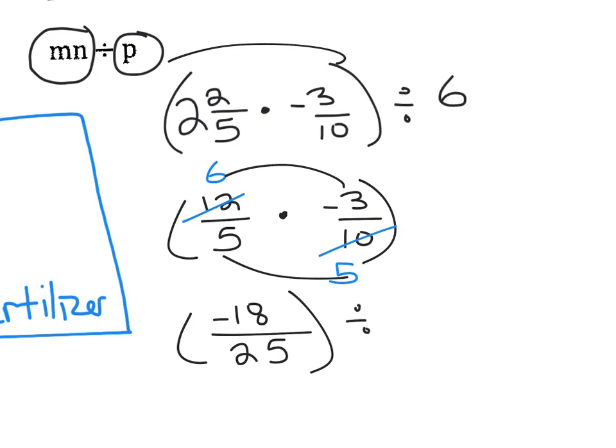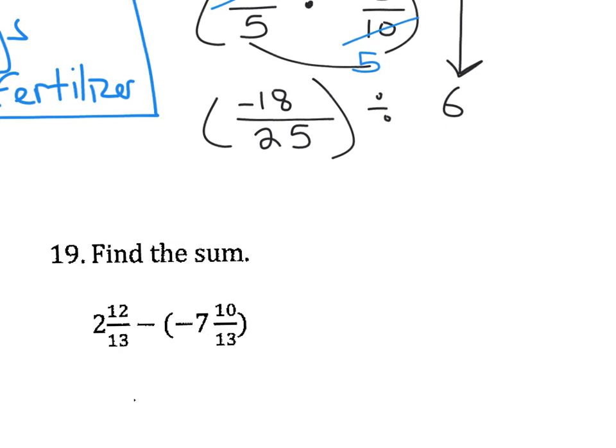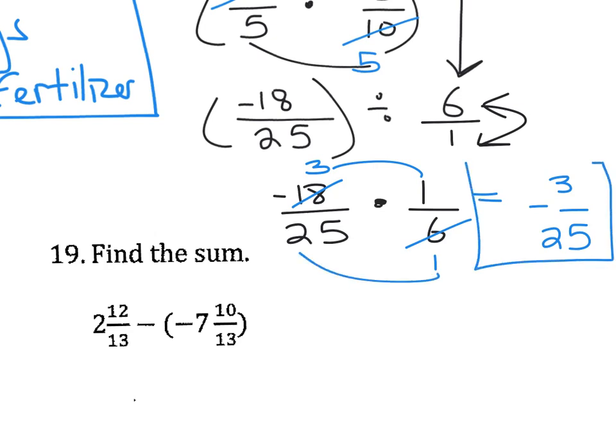Now I'm dividing all of that by 6, because remember we still have that 6. So when you're dividing, you're going to keep, change, flip. So I'm going to keep negative 18 over 25, change division to multiplication, and flip 6 over 1 to 1 over 6. We can simplify. 18 divided by 6 is 3, and 6 divided by 6 is 1. So my answer is negative 3 over 25. When I multiply 3 times 1, I get 3, and 25 times 1, I get 25. And don't forget the negative.